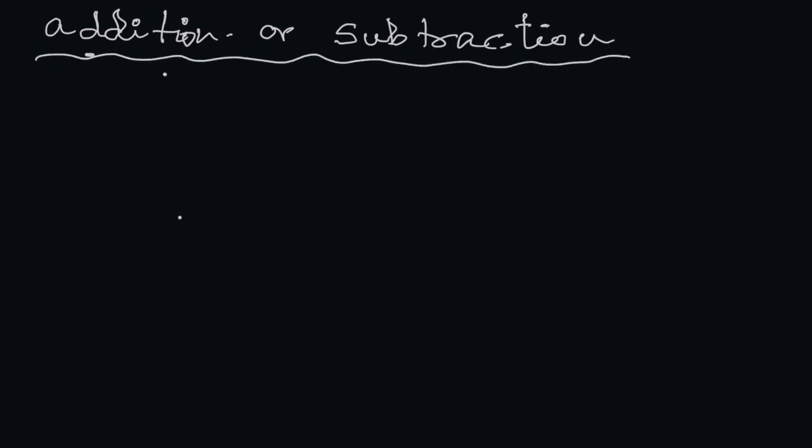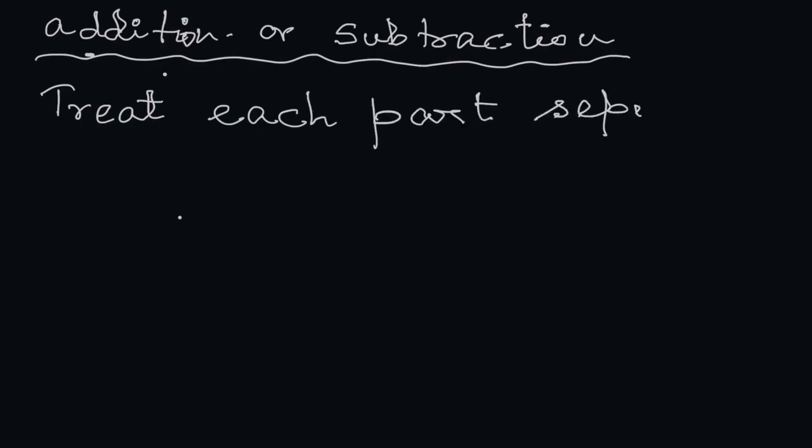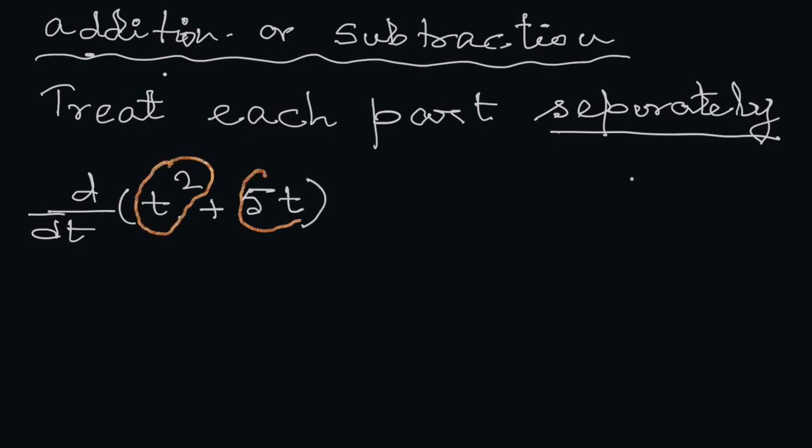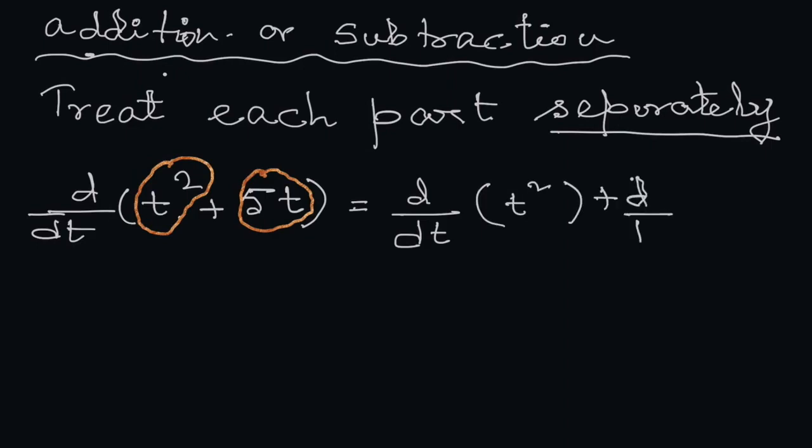Now addition or subtraction or both. If we find long expressions, we will treat each part separately. Now what does that mean? Separately. Let us take an example. Suppose d by dt of t square plus 5t. Here t square and 5t we should treat separately. How? d by dt of t square plus d by dt of 5t.